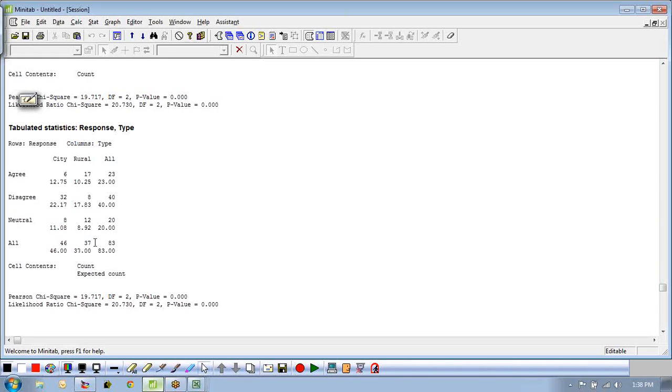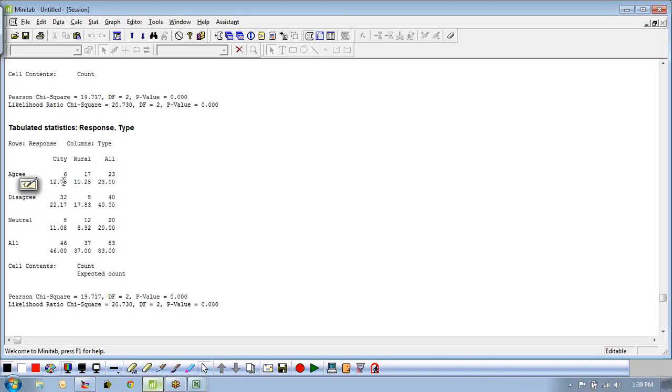I'm trying to be extra folksy, I guess, in my dialect. With those particular numbers, if we got the split that we got overall, if we looked at this overall split, we would have gotten 12, roughly, almost 13 in the city that agree, 10 in the country that agree, roughly. And for the disagree, we would have gotten these numbers.